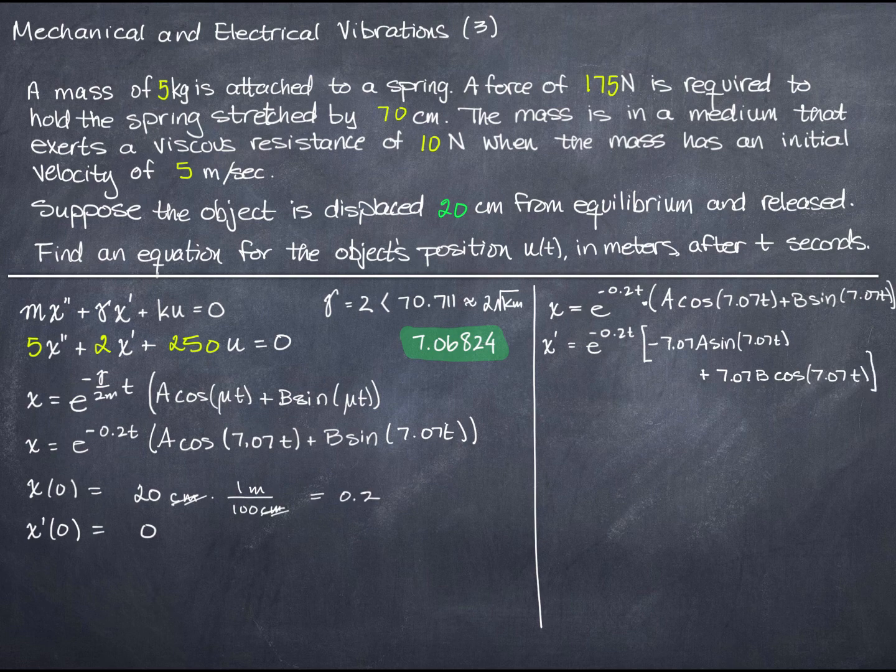Okay. That, however, is just the first times the derivative of the second. Now I need to add to that the second times the derivative of the first. And I'll differentiate the first factor first. So I'm going to get plus, actually minus, because of the chain rule, minus 0.2 e to the negative 0.2t, that's the derivative of the first factor, times the second factor, which is just a cosine 7.07t plus b the sine.